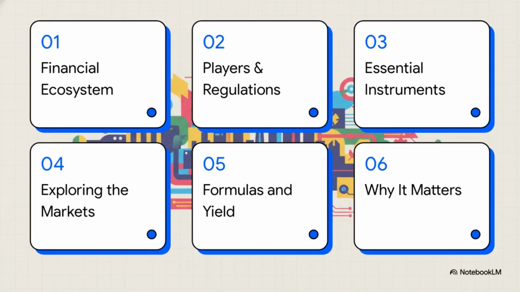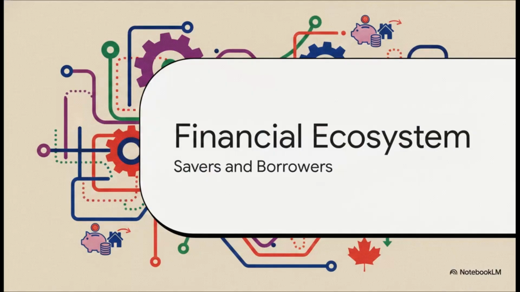Our syllabus today covers 6 clear chapters. We'll start with the Canadian financial ecosystem, then look at the players and regulatory framework, essential financial instruments, exploring the financial markets, understanding formulas and yield, and finally, why the marketplace matters. Let's jump right in. Chapter 1.